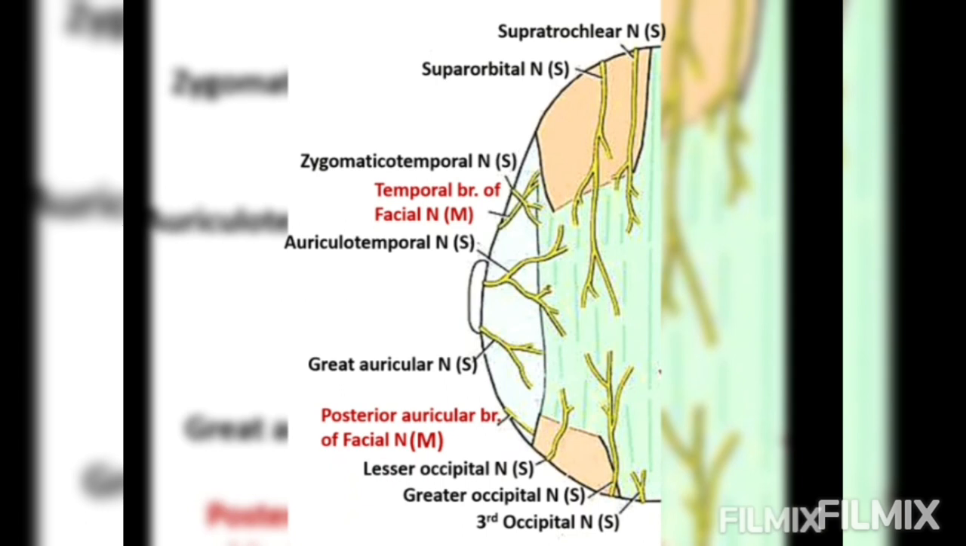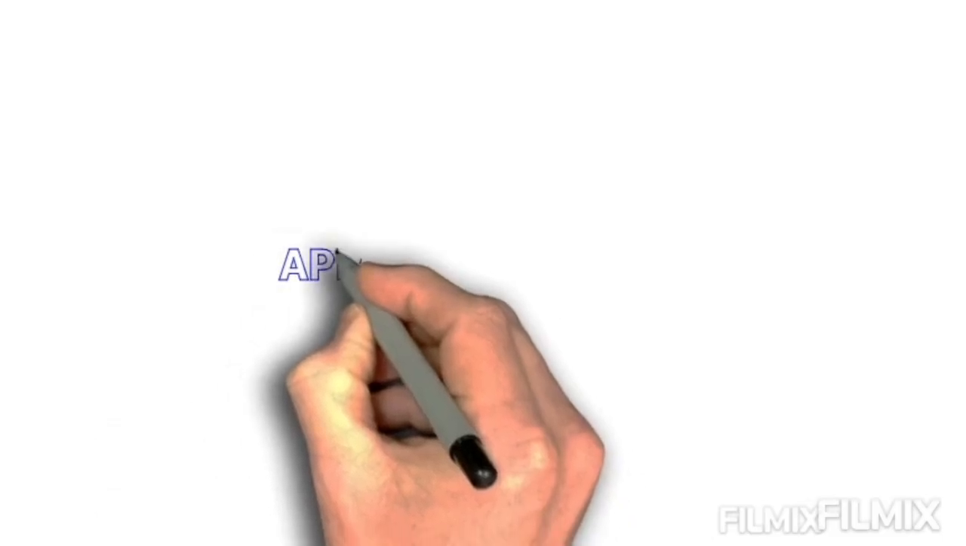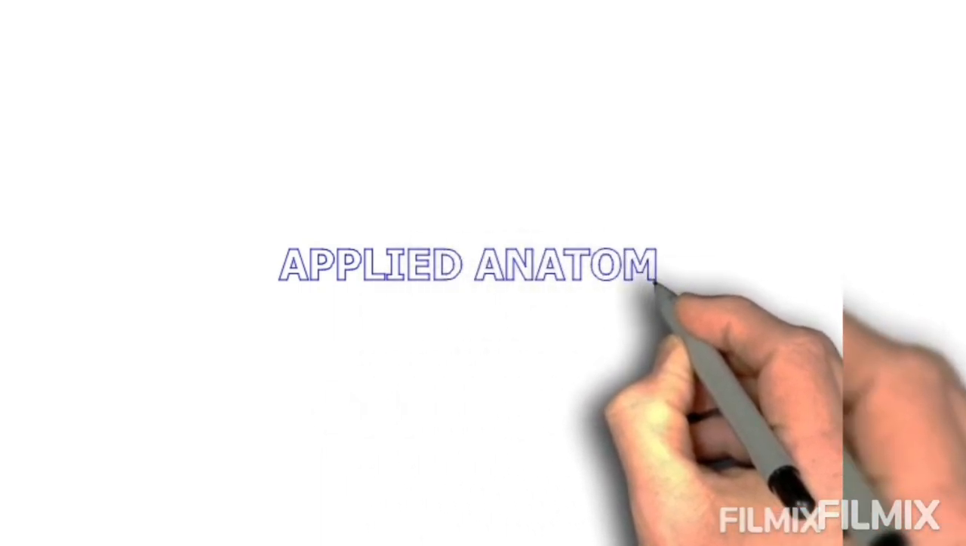Now let's see behind the auricle. Behind the auricle you have the sensory greater auricular nerve, a C2, C3 branch of the cervical plexus. Next you have the lesser occipital nerve, a C2 branch of the cervical plexus. Then the greater occipital nerve, which is the C2 dorsal ramus, and the third occipital nerve, which is the dorsal ramus of C3. One motor, which is the posterior auricular branch of the facial nerve. The picture is depicted very clearly. Remember the picture. Now let's see some important applied anatomy of the scalp.